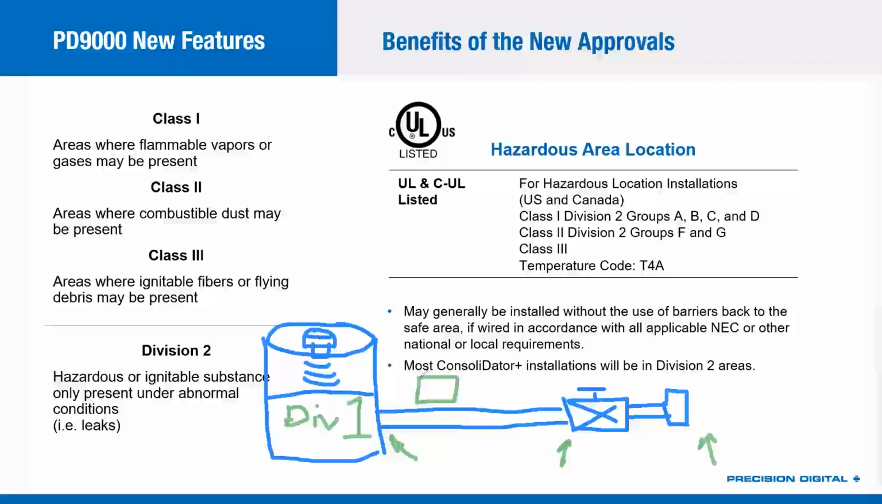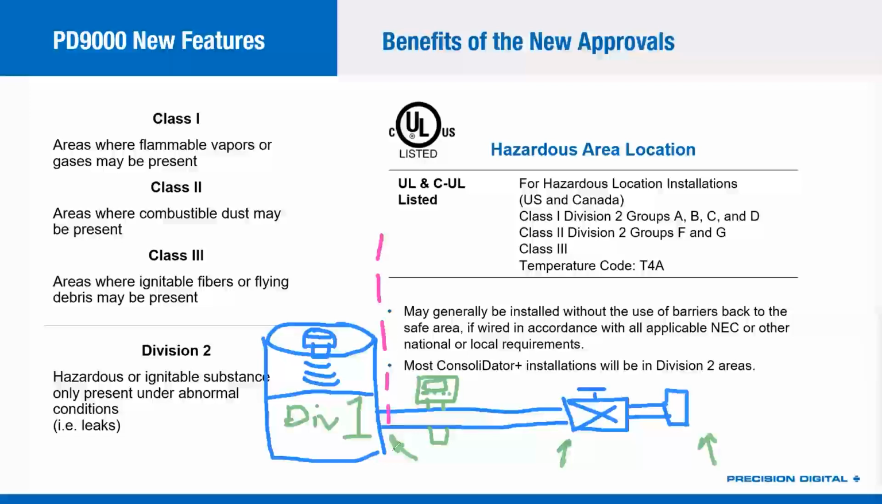So when I want to add my control station here so that people can see the levels in that tank, I want to put my ConsoliDator Plus right next to that tank. Well, that's now in a Div 2 area, because it could be hazardous, but it generally is not unless something's going wrong already.